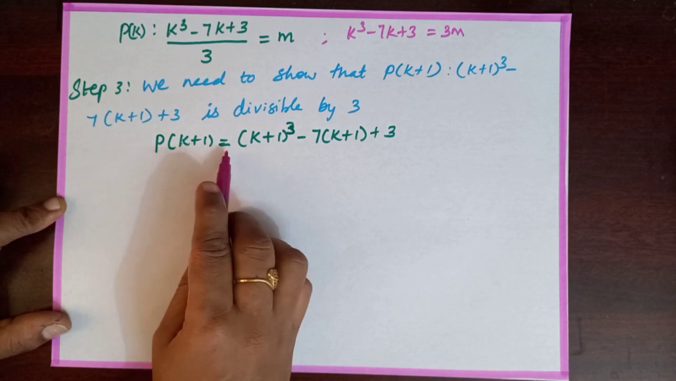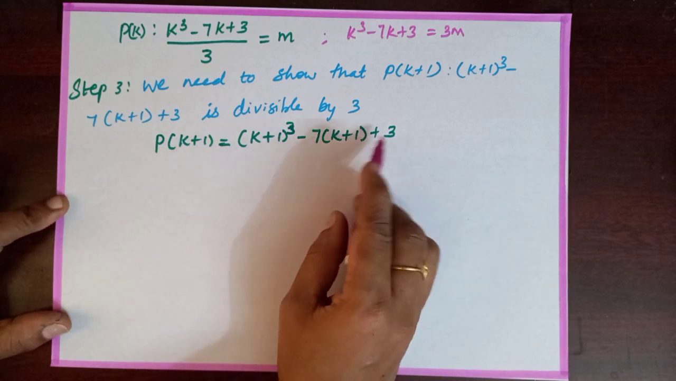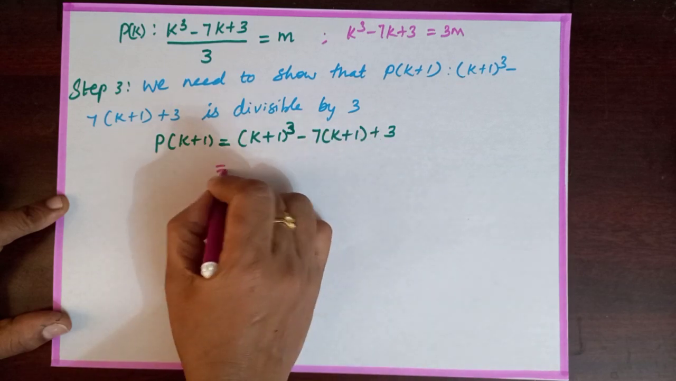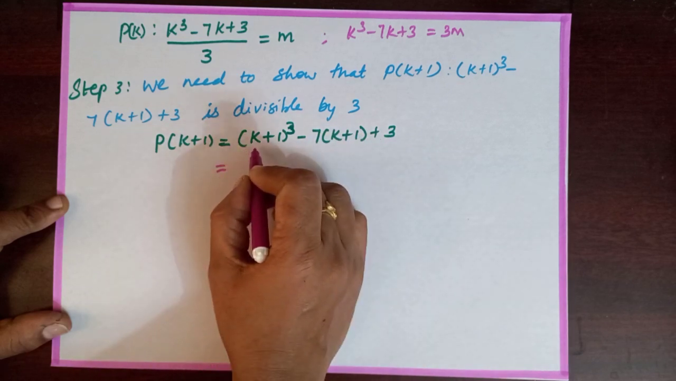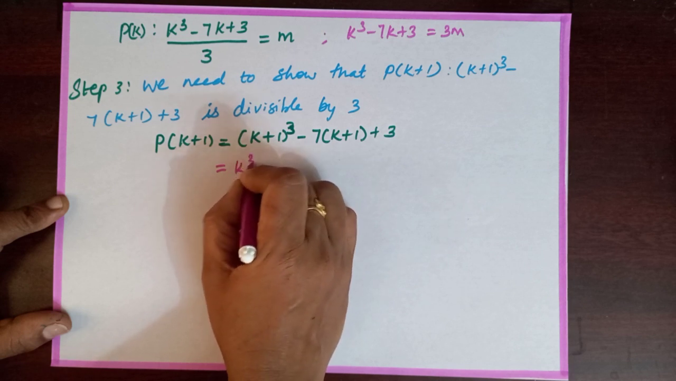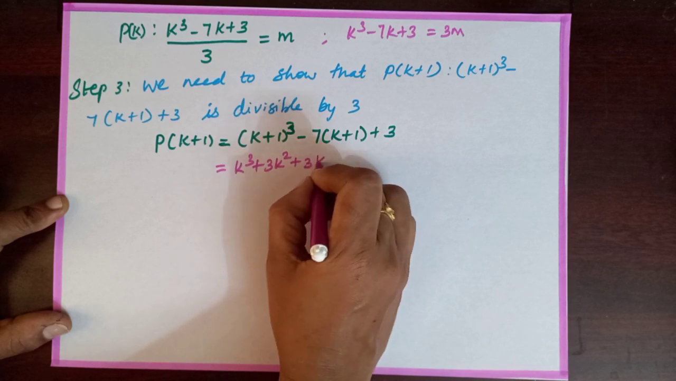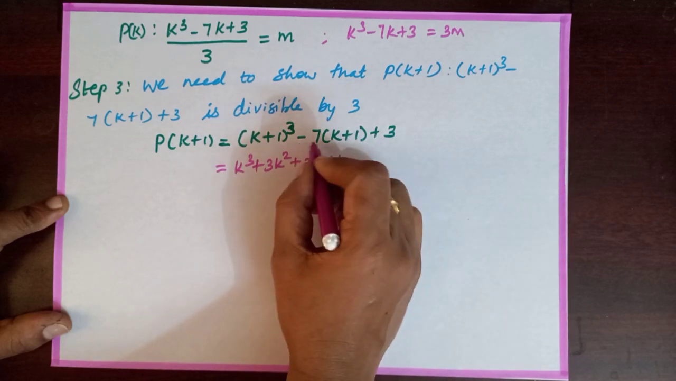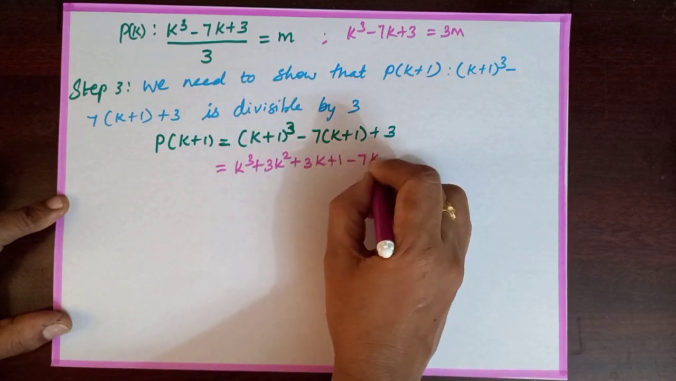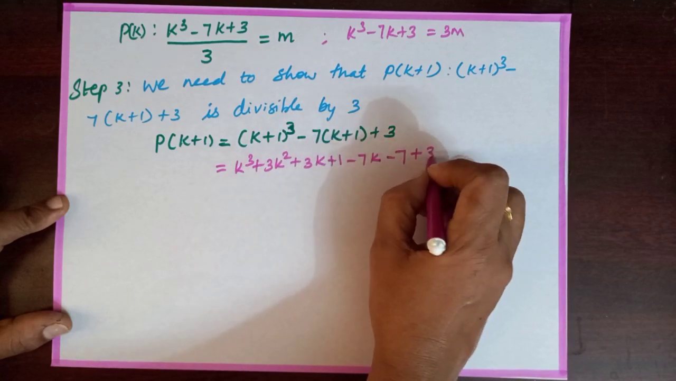P of k plus 1 is equal to (k plus 1) the whole cube minus 7 into (k plus 1) plus 3, which can be written as, here we are going to use the identity (a plus b) the whole cube. Then we get k cube plus 3k square plus 3k plus 1 minus 7 into k is minus 7k, minus 7 into 1 is minus 7, plus 3.